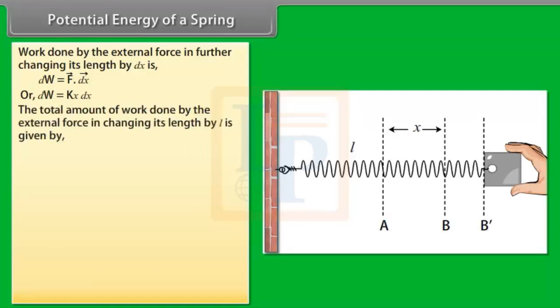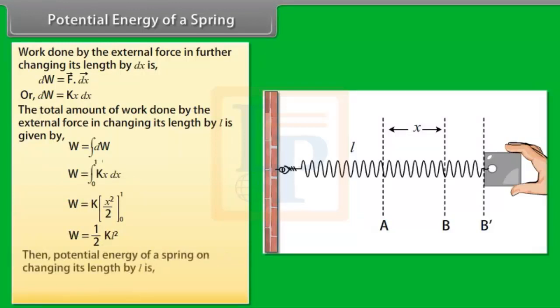Now, the total amount of work done by the external force in changing its length by L is given by W is equal to the integration of dW. By calculating it, we get W is equal to 1 upon 2 kL square. Then, potential energy of a spring on changing its length by L is, potential energy is equal to W. Potential energy is equal to half kL square.